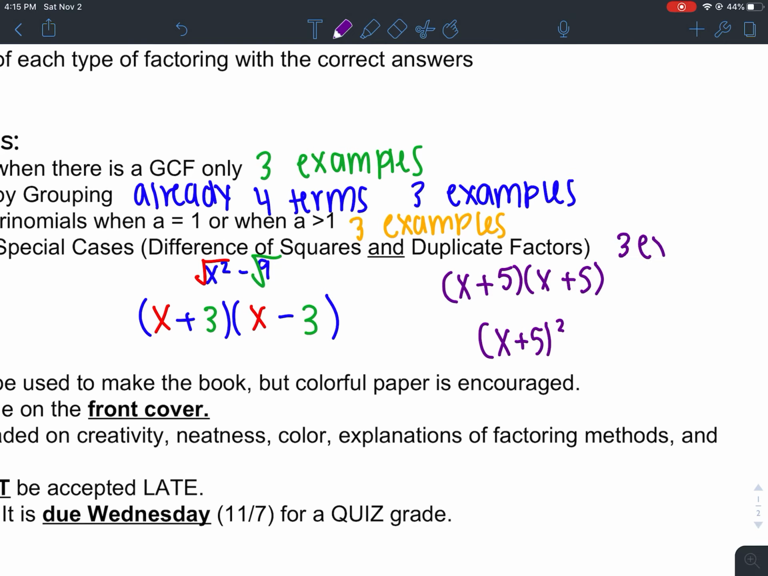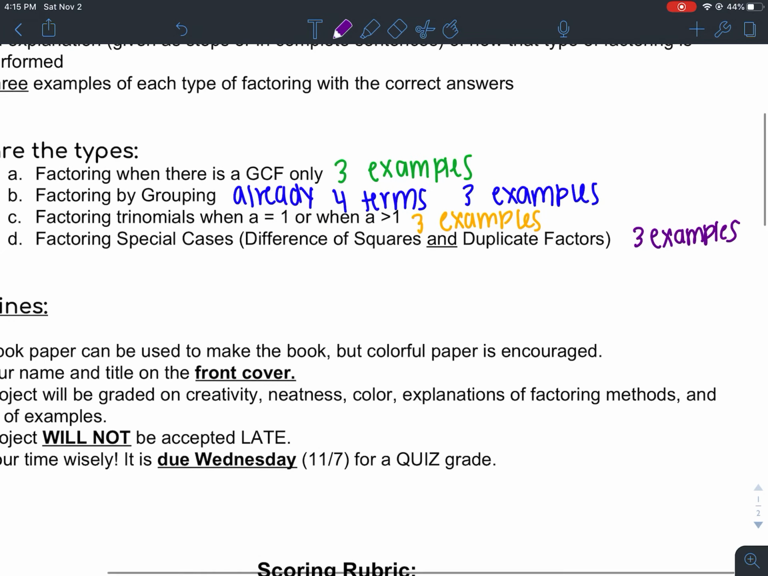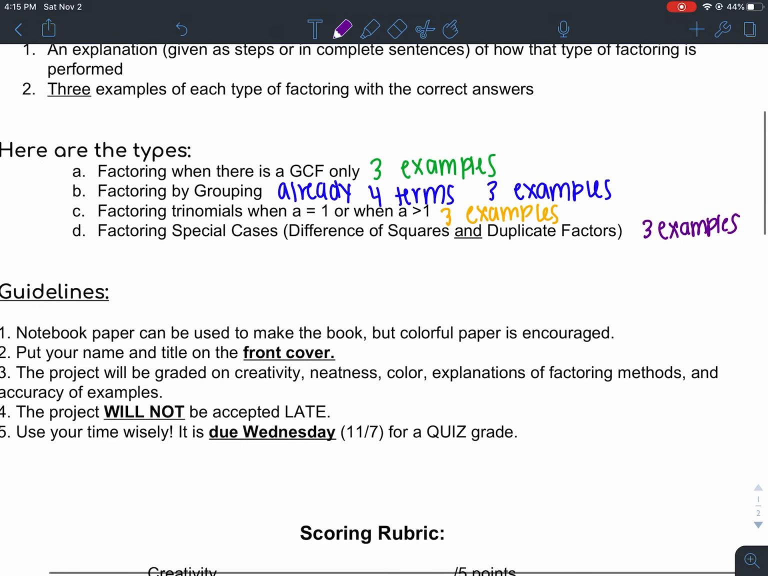And I would need at least 3 examples of these. You can either do 2 difference of squares ones and 1 duplicate factors, or you can do 1 difference of squares and 2 duplicate factors. But you need 3 examples of them in total. So you can have 2 of that, 1 of this, or 1 and 2. Okay, so again, same thing with these two. You just need 3 in total. I don't need 3 for a equals 1 and 3 for a is greater than 1. We just don't have that kind of time, so I'm okay if you just do 3 examples of those.